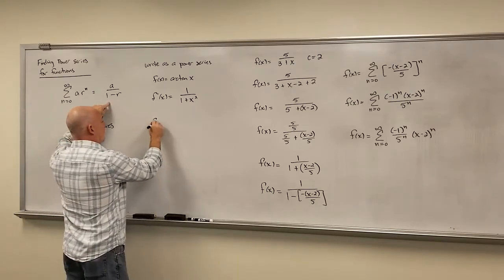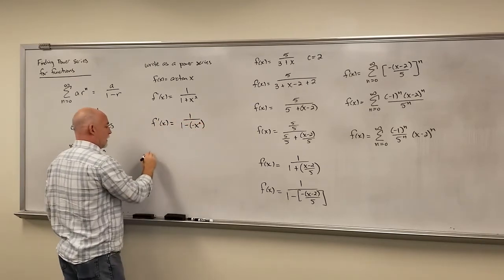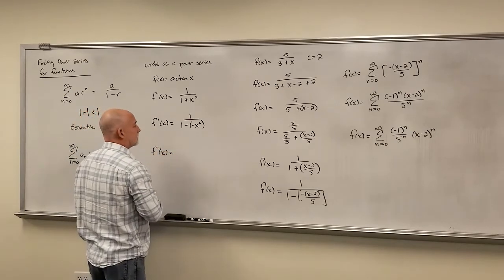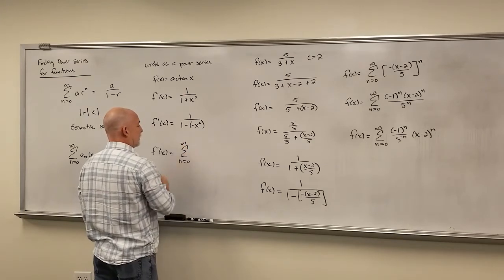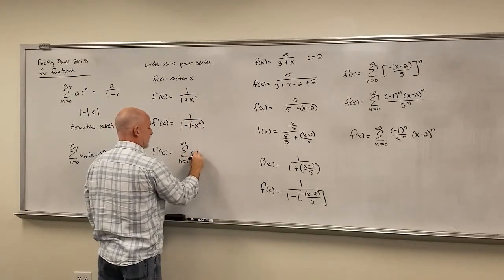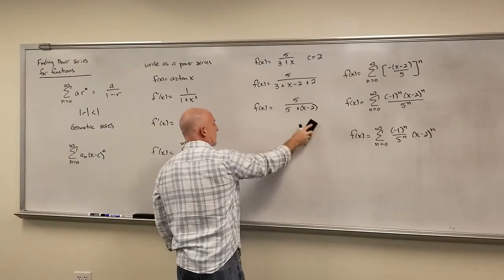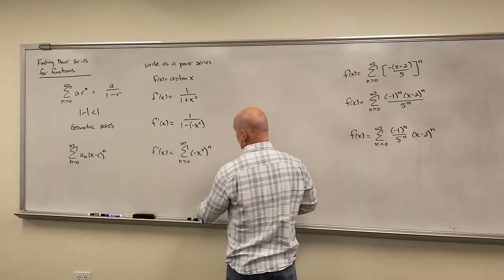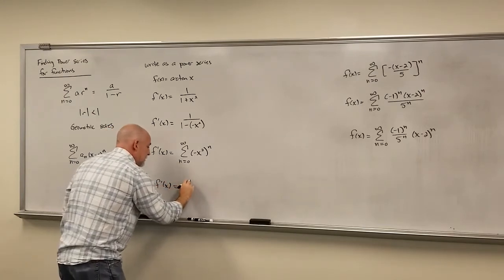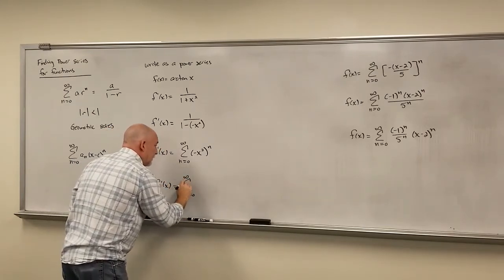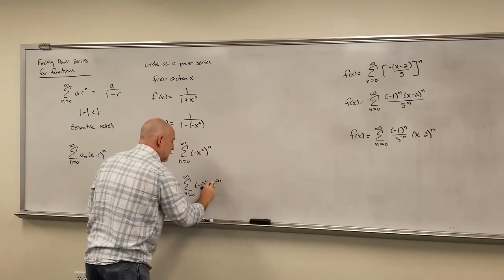So to get it into that form, all I would have to do is write that as 1 minus negative x squared. So f prime of x would be the sum, n equals 0 to infinity. A is 1, r is negative x squared to the n. Well, we're not done, because we can clean that up a little bit and put it in our power series form. So f prime of x, n equals 0 to infinity. We can write that as negative 1 to the n. Power raised to a power, we multiply, so that's x to the 2n.